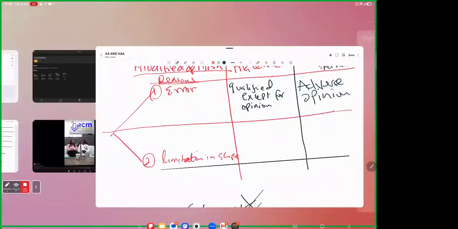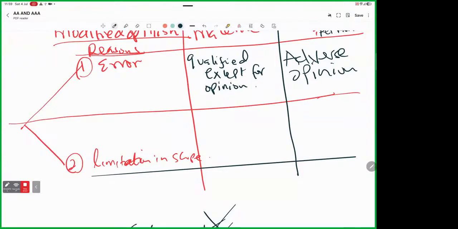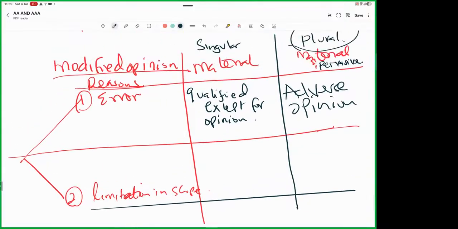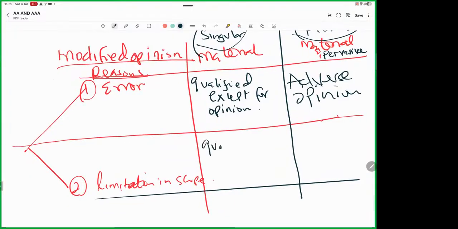So in this case, if they limit my scope, these people, for example, have been very, very good in terms of how they've been allowing me to access whatever I want to access. They're giving me information. But perhaps in this case, it is only one area where I was limited. If it's only one area, then I should give a qualified, except for, opinion.